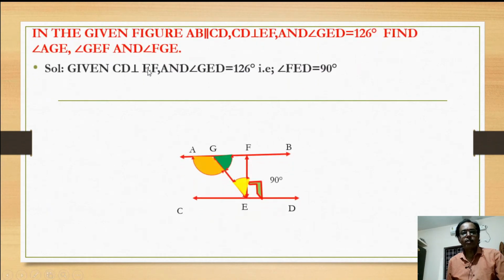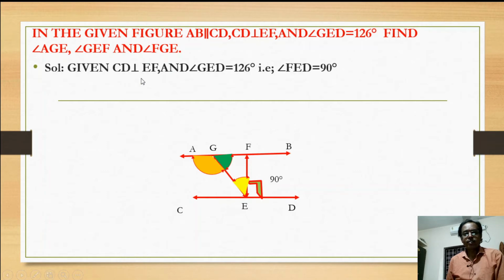Now children, a very important sum here. In the given figure, AB is parallel to CD and CD is perpendicular to EF, so the angle between them is 90 degrees. Also given angle GED is 126 degrees. Find angle AGE, angle GEF, and angle FGE.